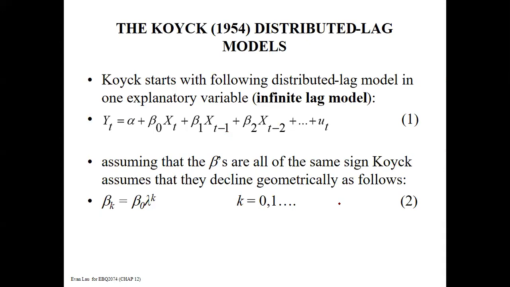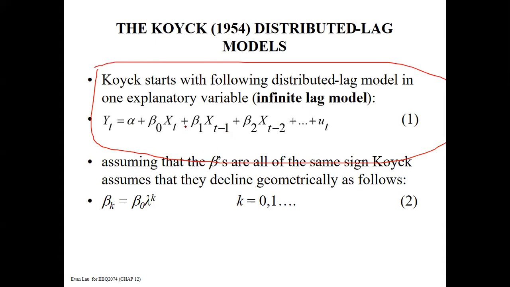These are a few examples of how the DL model and AR model developed into the ARDL model understanding. Here we have, for example, the Koyck transformation distributed lag model, which started in 1954, more than 50 years ago. We have this infinite lag model, which has this type of modeling structure. This is a DL type of model. Assuming that all the betas have the same sign, Koyck assumed that they decline geometrically following these terms. And the lambda here actually measures the speed of adjustment.